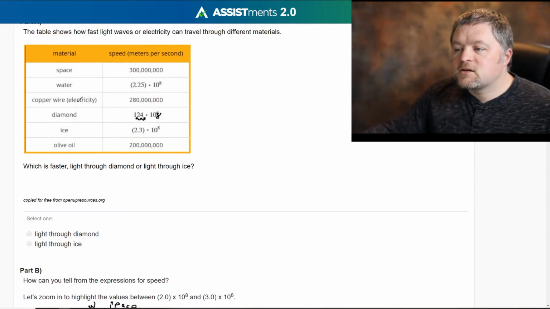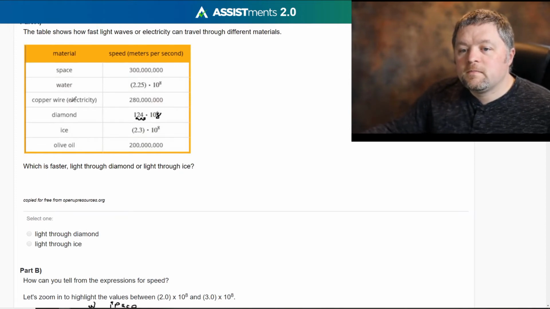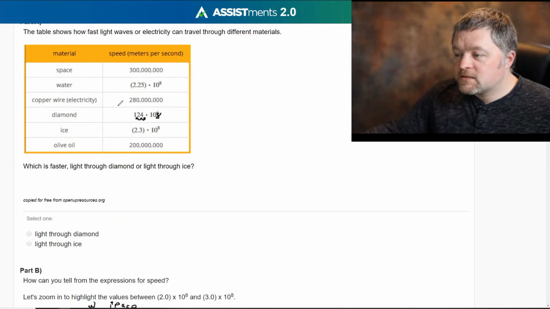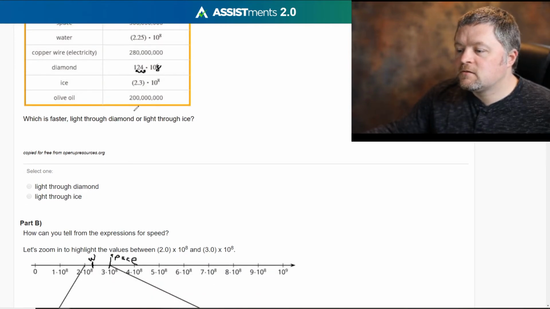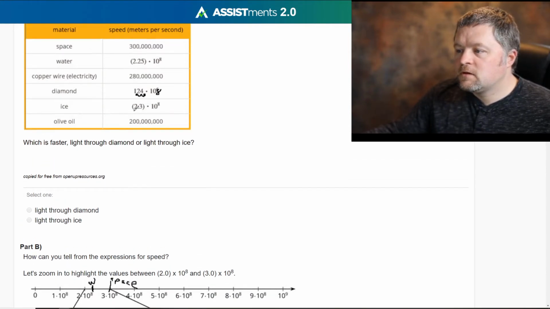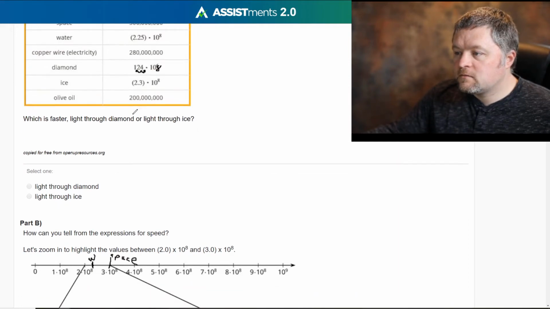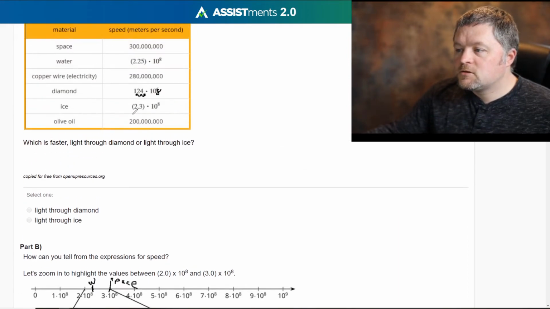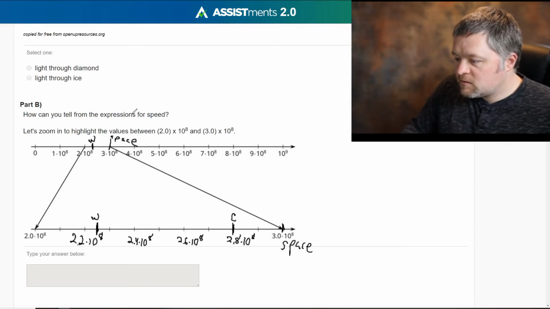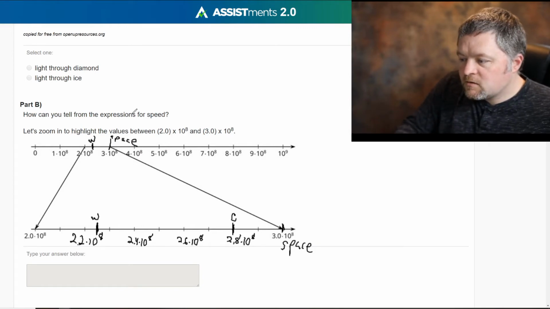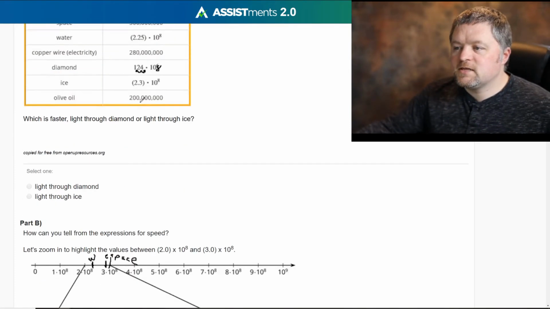Our next is copper wire with electricity passing through it. That is 2.8 times 10 to the power of 8. So where would 2.8 go? It's very easy to see on our nice bottom number line. Put a C for copper. 2.8 on this one is about here. Put a C for copper.